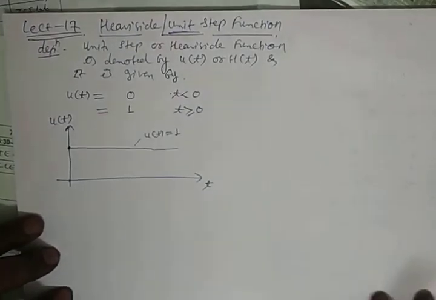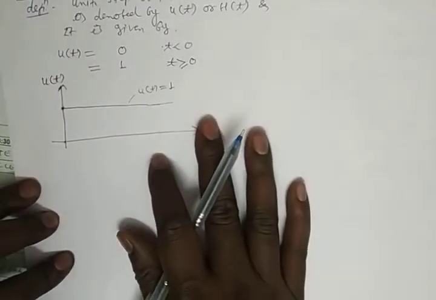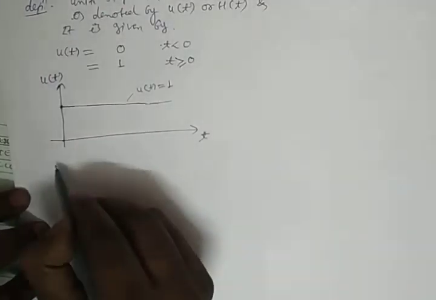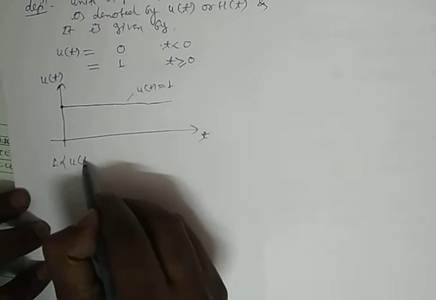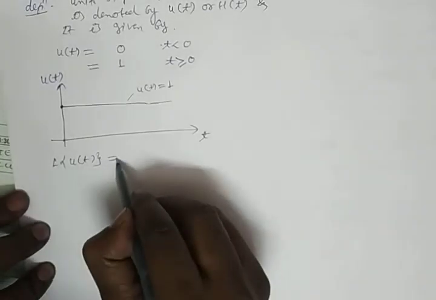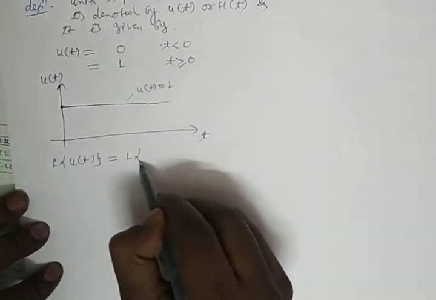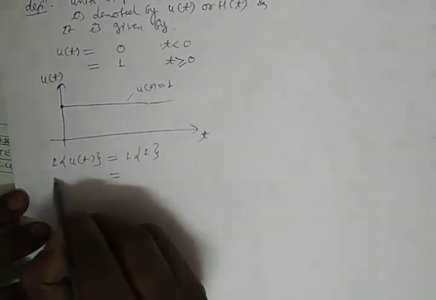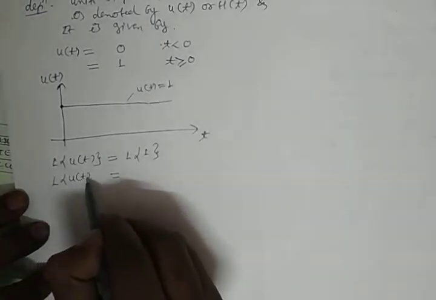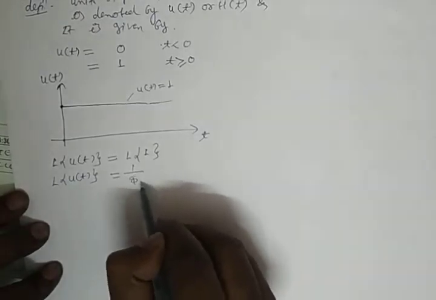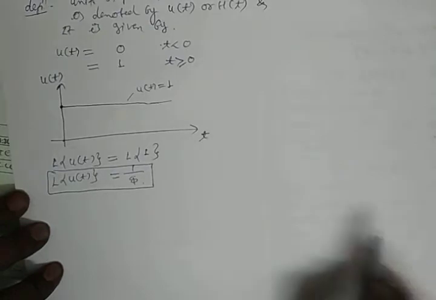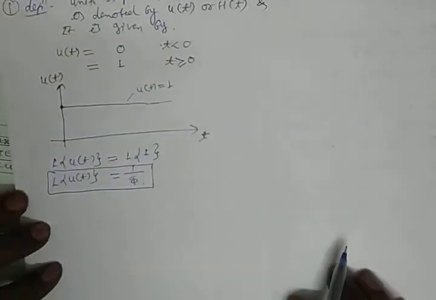Now, what is the Laplace transform of this function? The Laplace transform of the unit step function is equal to the Laplace transform of, what is the value of the unit step function? That is 1. Therefore the Laplace transform of the unit step function is always 1 by s. Remember this formula.